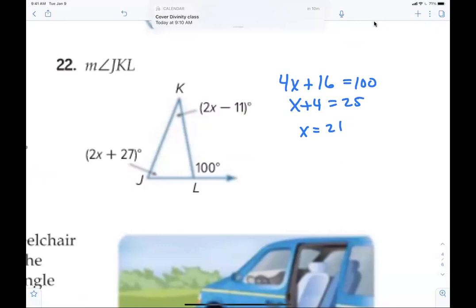So we want JKL. Are you sure? What are you talking about? 21 times 2 is 42 plus 27 is... She said 49 confidently. Come on, Mitchell. What are you doing? What is the answer? 42 plus 27. So you have to find JKL.